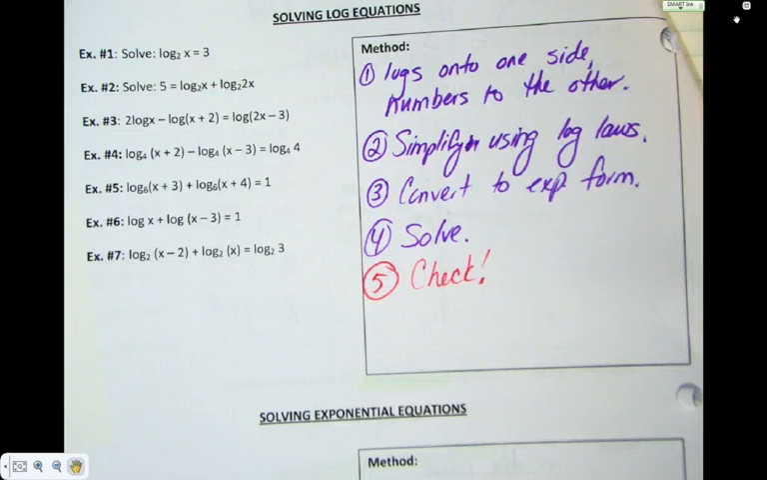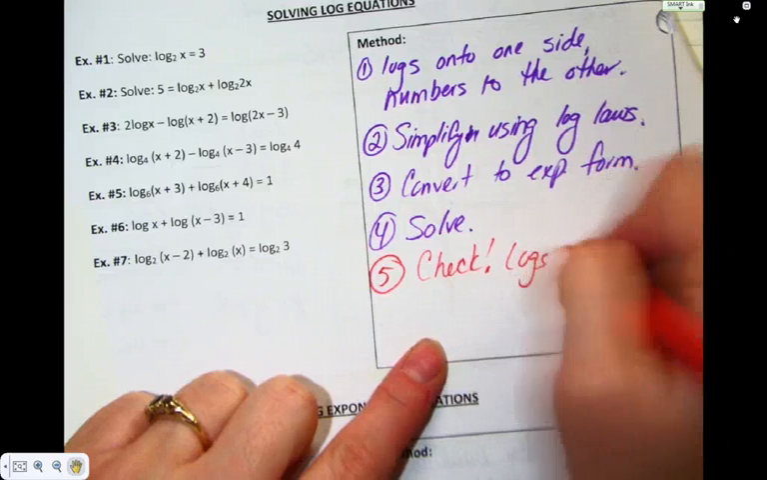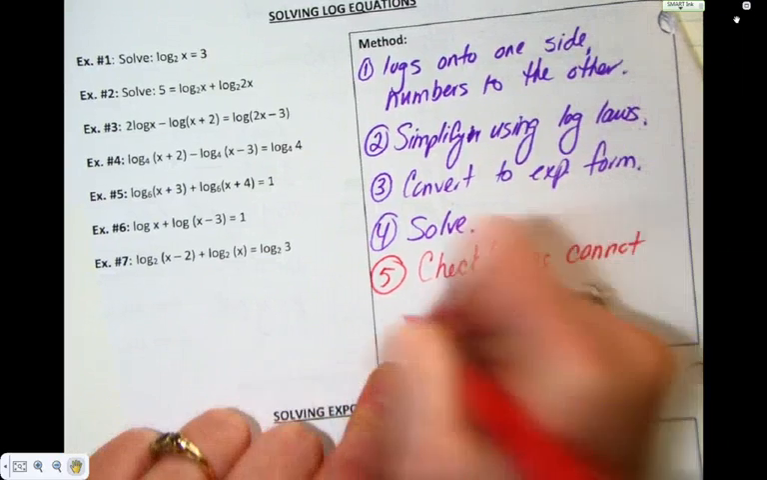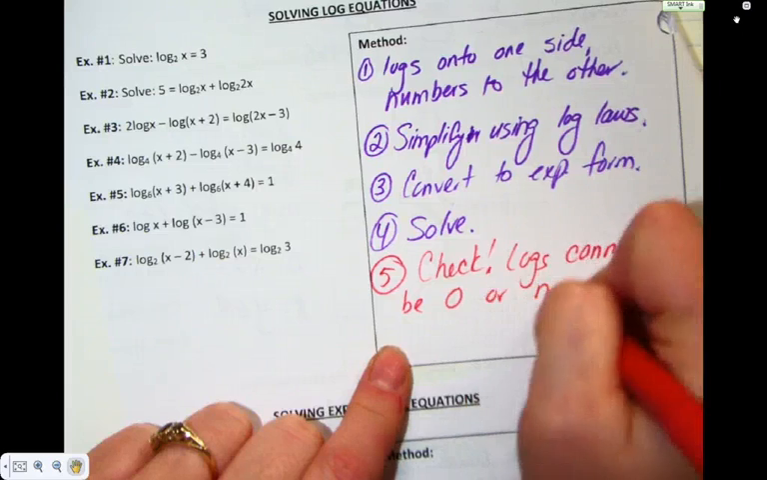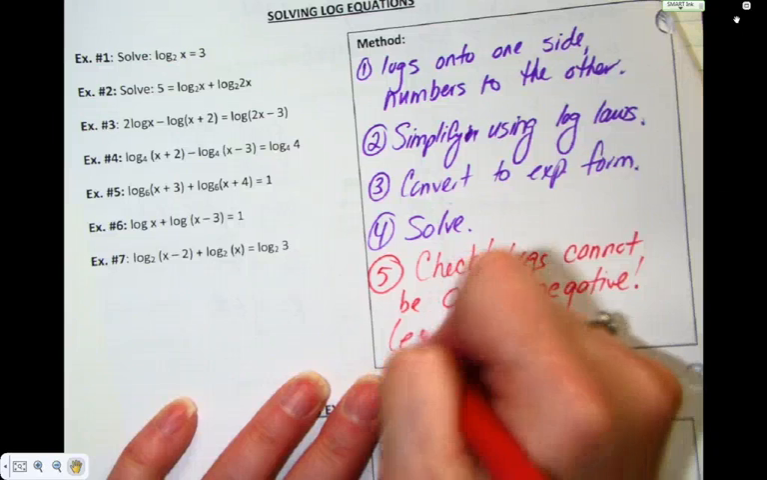What about with rationals? Zero on the bottom. Okay, with logs, what can we not take the log of? What kind of numbers? Negatives and 0. Why? Because there's no exponent that will give us a negative or a 0. So check: logs cannot be 0 or negative. And this is called extraneous roots.